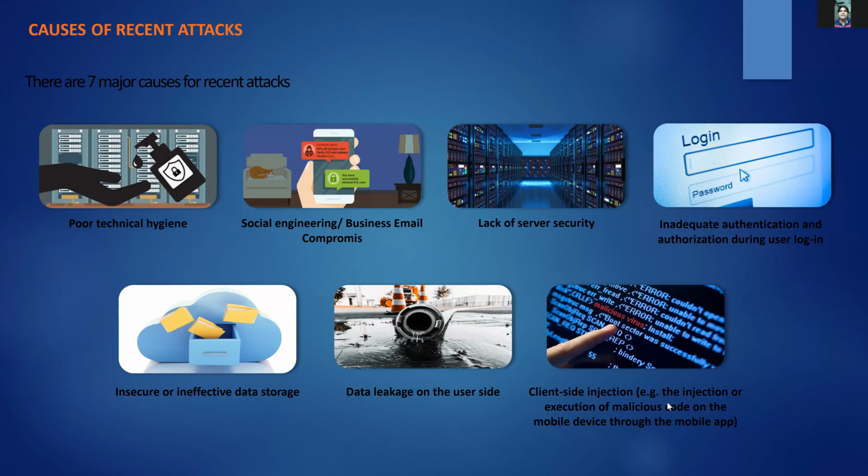Some way or the other, they can understand your behavior and do social engineering, they can understand about you and infiltrate your information. Lack of server security. People are not thinking about server security at all. I think that's how it has been infiltrated. Inadequate authentication and authorization, if you see the password that we're talking about. Insecure, ineffective data storage. So we are securing the data, but no security is there. Data leakage on the user side, because we are not attentive. We are passing the information to somebody else.